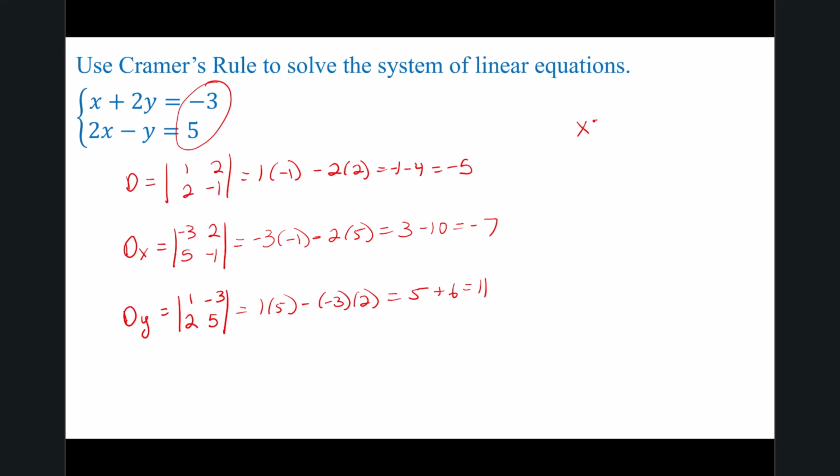So x is dx over d, which is -7 over -5, or 7/5. And y is dy over d, which is 11 over -5, or -11/5. So my solution is 7/5, -11/5.